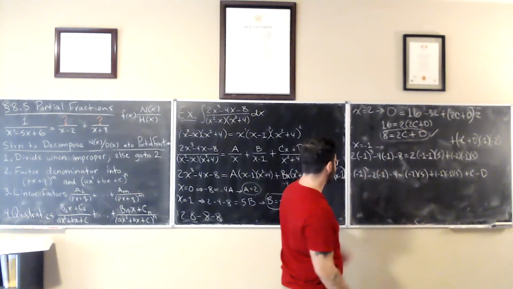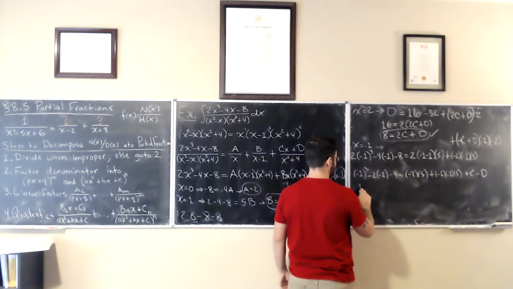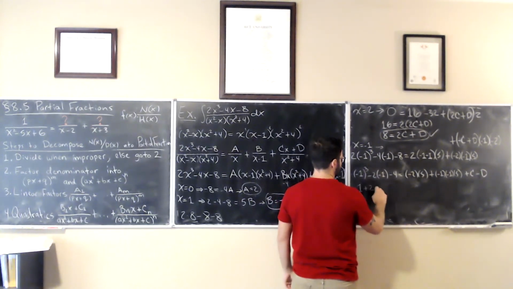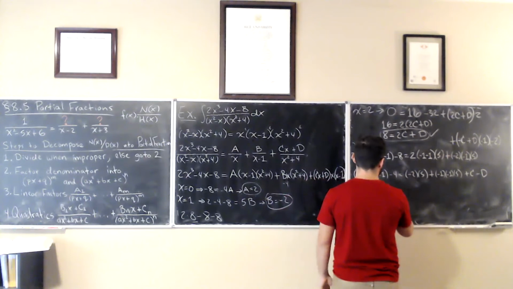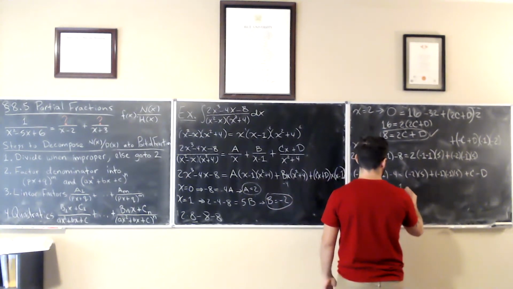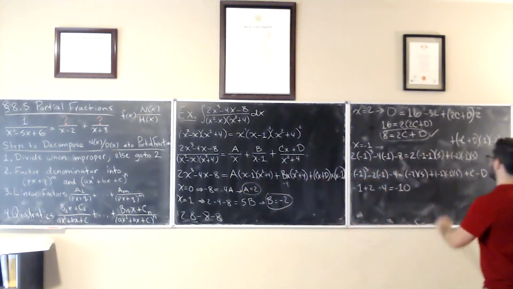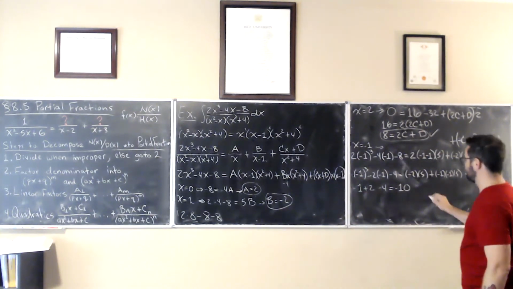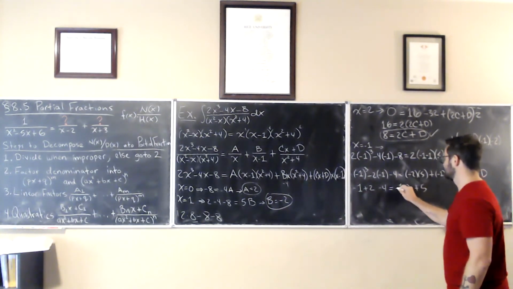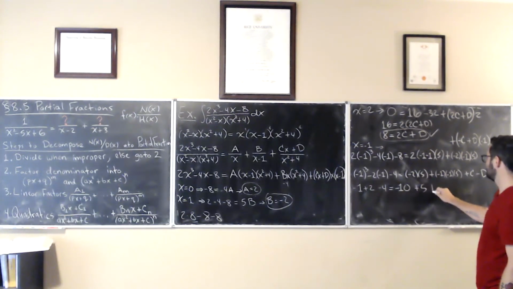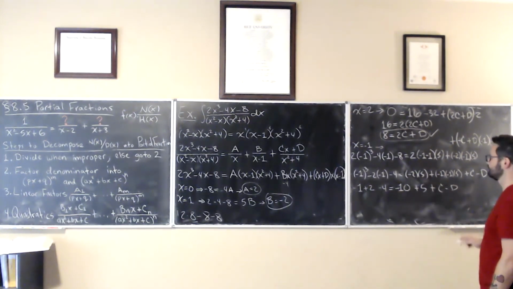Negative 1 cubed is negative 1. Negative 2 times negative 1 is positive 2. There's still the minus 4 there. Negative 2 times 5 is negative 10. Negative times negative is a positive, times 5, so plus 5. That's another thing that's annoying about trying to squeeze everything in. Sometimes I miss negative signs. And then I have my plus c minus d.